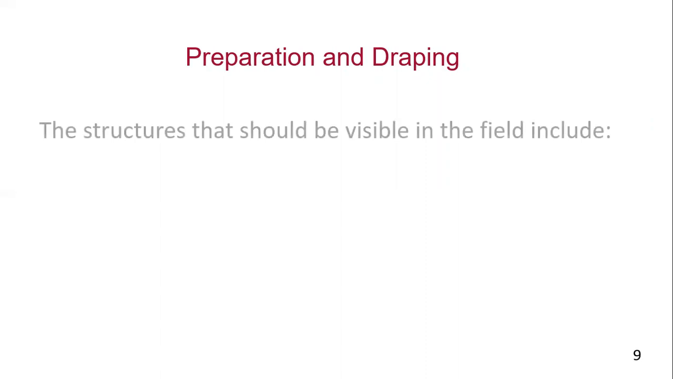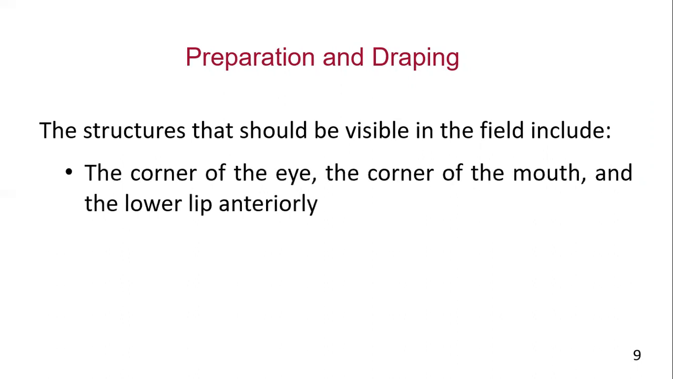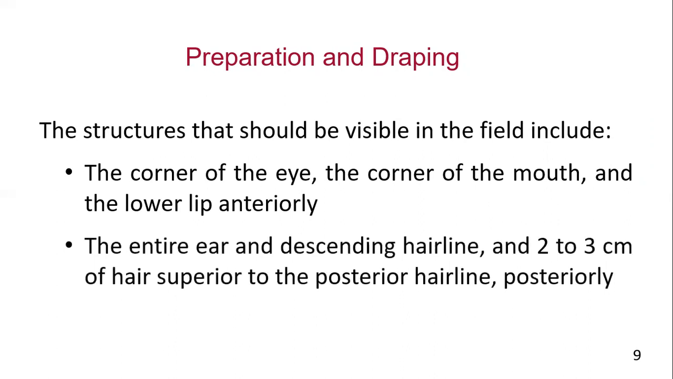The relevant landmarks on the face useful during the dissection should be exposed throughout the surgical procedure. When using the rhytidectomy approach to the mandibular ramus angle area, the structures that should be visible in the surgical field include the corner of the eye, the corner of the mouth, and the lower lip anteriorly, and the entire ear and descending hairline, and 2 to 3 centimeters of hair superior to the posterior hairline posteriorly.